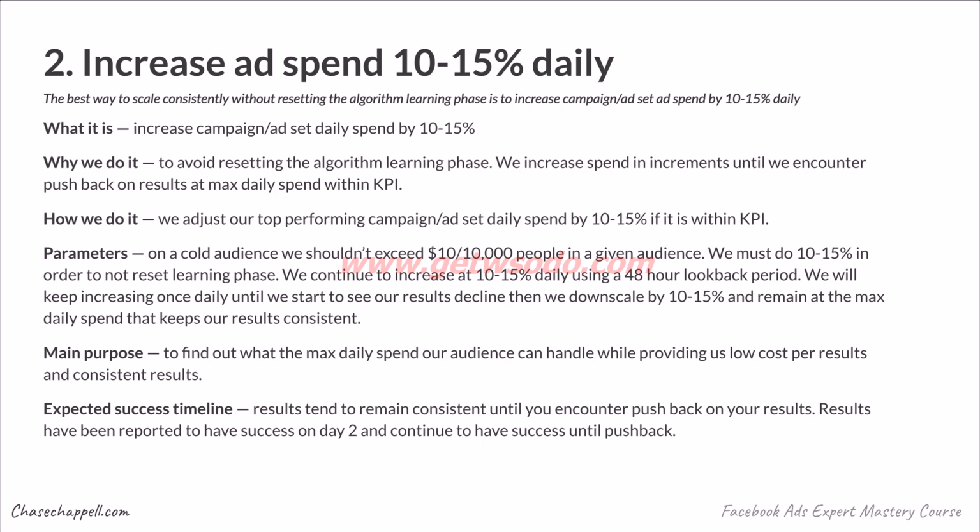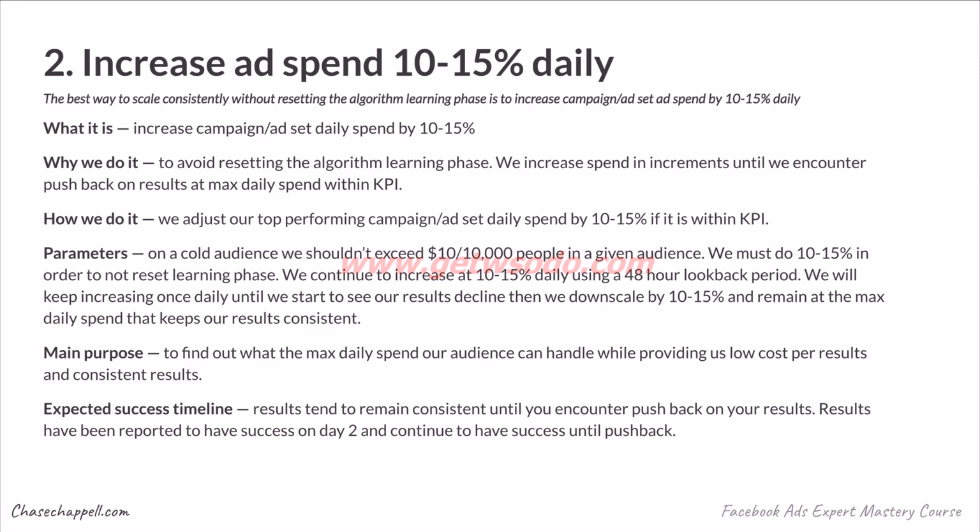Because that basically tells us that we hit the max potential limit for our audience. And it allows us to find the sweet spot on spending without spiking our cost per result. The main purpose of it is to find out what max daily spend our audience can handle while providing us low cost per result and consistent results. And the expected success timeline is results tend to remain consistent until you encounter pushback on your results. Results have been reported to have success on day 2 and continue to have success until pushback.